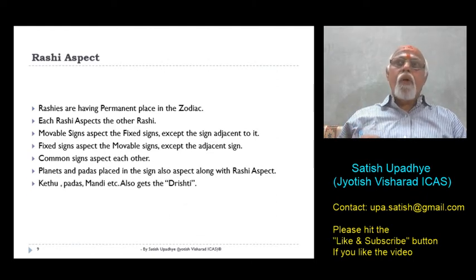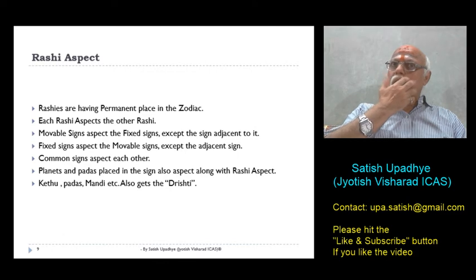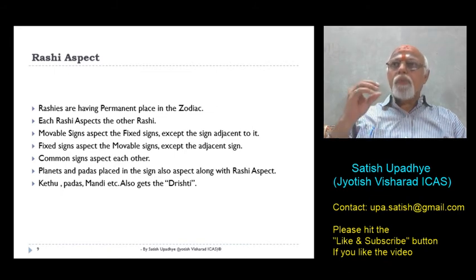Another important point is that we have already seen in our Paramparik Jyotish or Parashara Paddhati, Ketu doesn't have sight and he doesn't aspect the other things. But because of Rashi aspects, Ketu, Mandi and all Padas get the Drishti. You know? Got my point?